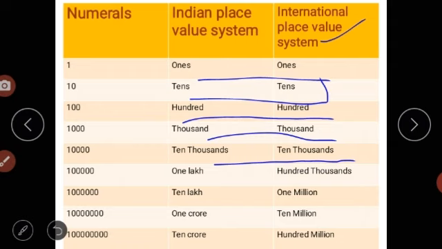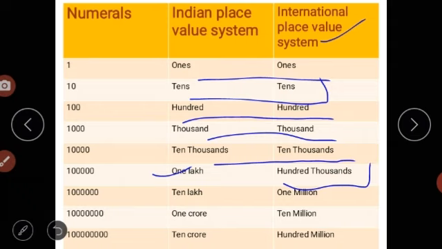Next observe what we have after the 10,000 in the Indian place value system. Next we have 1 lakh. First we write 1, and after that how many zeros do we take? 5 zeros. So in the Indian place value system we call that number 1 lakh. But in the international place value system the same number is called 100,000s.